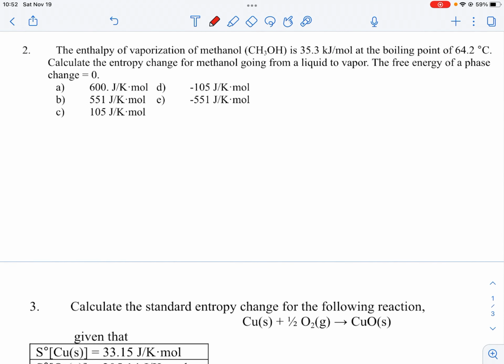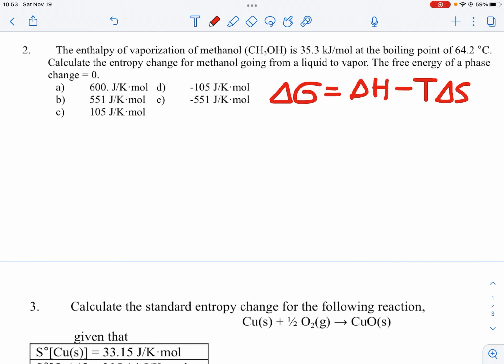Question 2. The enthalpy of vaporization of methanol is 35.3 kilojoules per mole at the boiling point of 64.2 degrees Celsius. Calculate the entropy change for methanol going from a liquid to vapor. The free energy of a phase change equals 0. So this problem, we just use the law of thermodynamics, which is delta G, free energy, equals delta H, enthalpy, minus T, temperature, in Kelvin, times delta S.